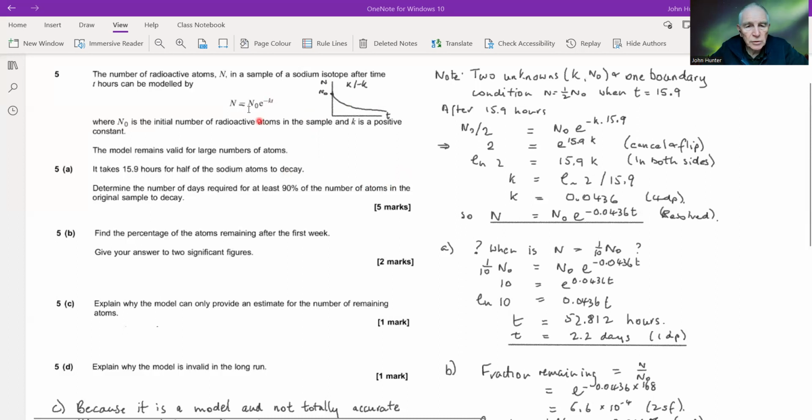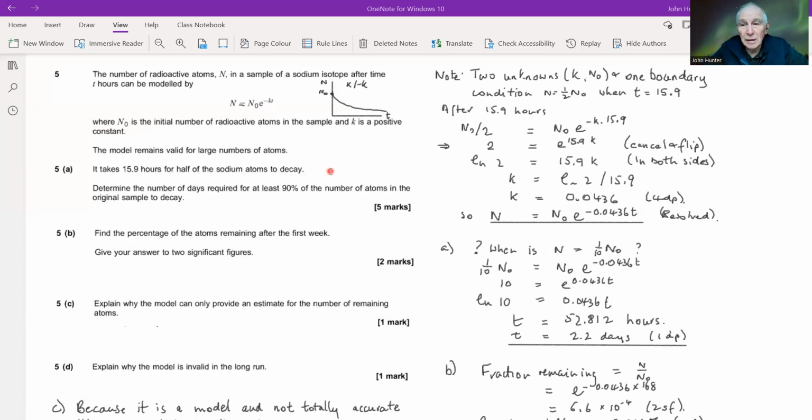So there are two unknowns here, and normally we'd expect two boundary conditions to resolve for those. However, we're only given one boundary condition. It says it takes 15.9 hours for half of the sodium atoms to decay. Now that's your lot. So we're not actually going to resolve the two unknowns N0 and K from the one boundary condition.